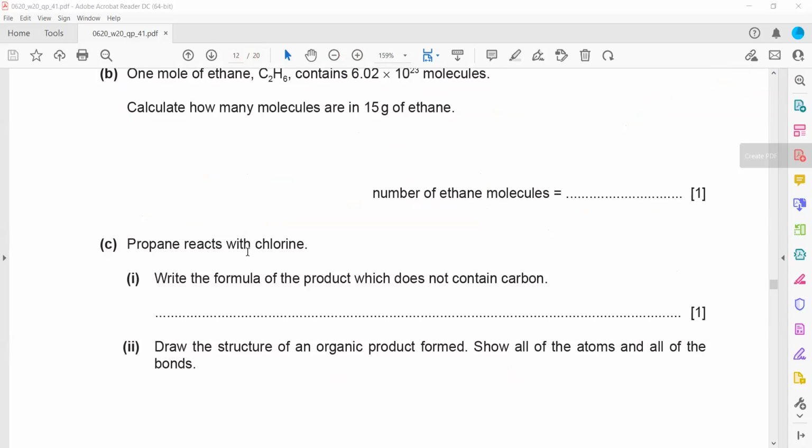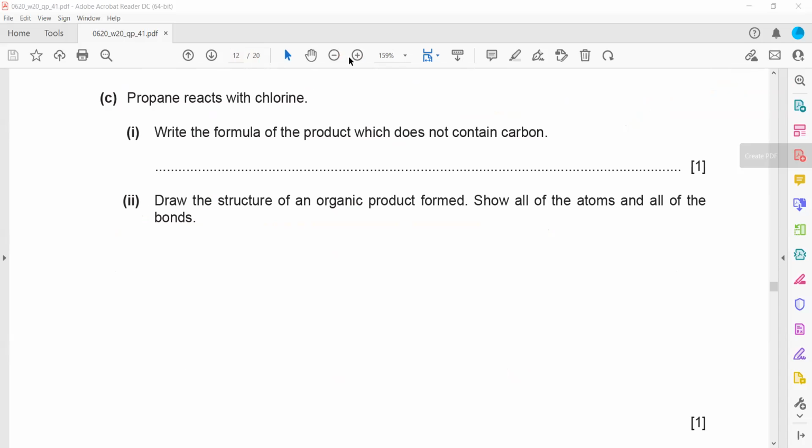So the next part, in which propane reacts with chlorine, write a formula of a product that does not contain carbon. Remember, whenever alkane reacts with chlorine, it's a substitution reaction. What will be the formula for propane? Prop means 3 carbon, and because it's -ane, the number of hydrogen will be twice plus 2. So 3 multiplied by 2 is 6 plus 2, 8. So C3H8 is the molecular formula.